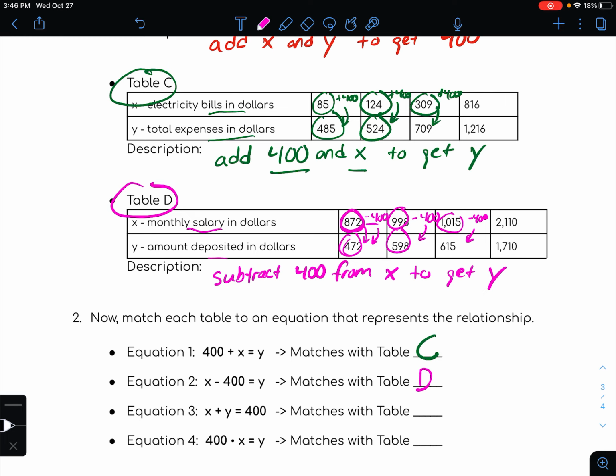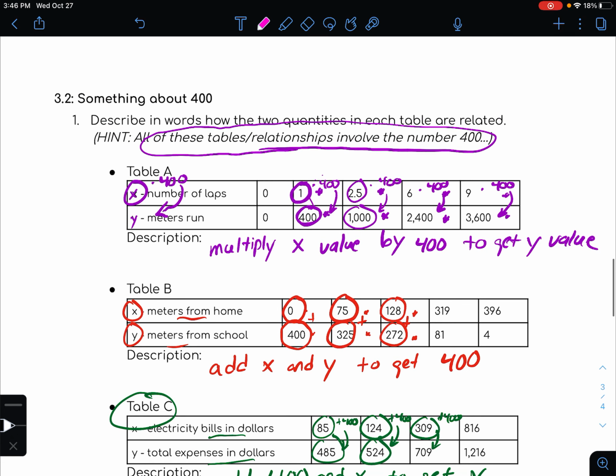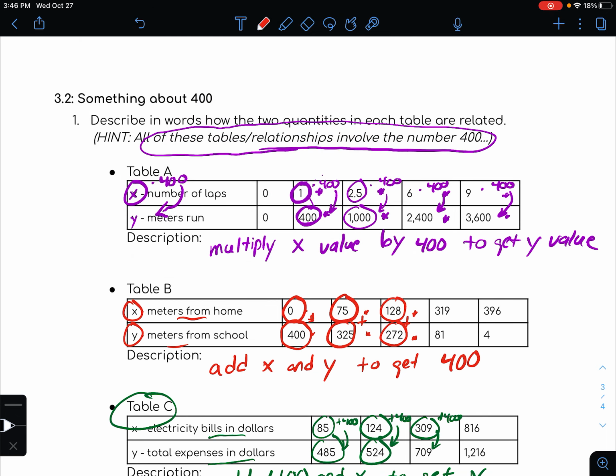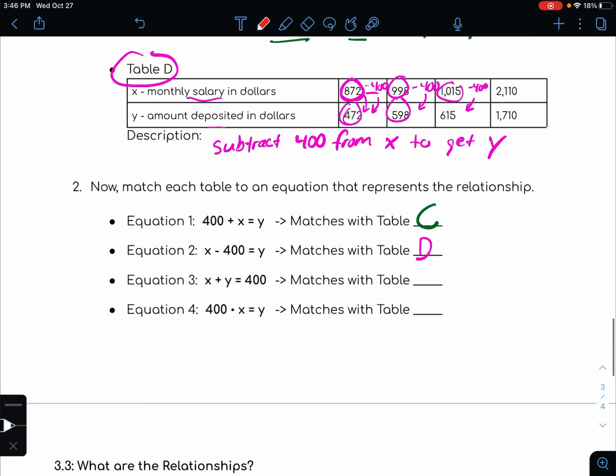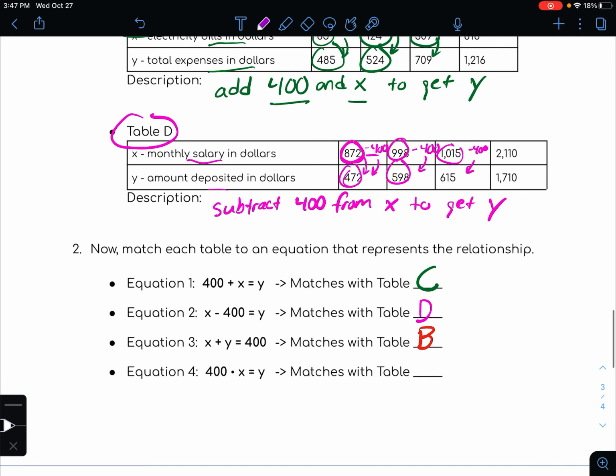Equation 3, x plus y equals 400. That was our second one, table B, where we added the two together to get 400. So that would be the equation that goes with that one. And then hopefully that leaves us with the one where we multiply 400 by x to get y. So 400 times x equals y. So yes, that was A. Now we have an equation that matches with each one of those table situations that relates the x and the y value together.